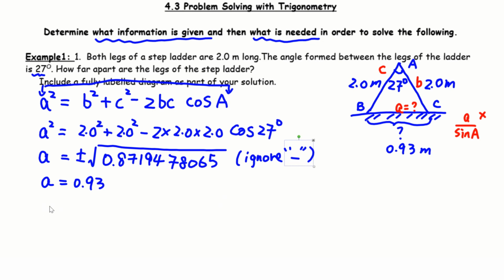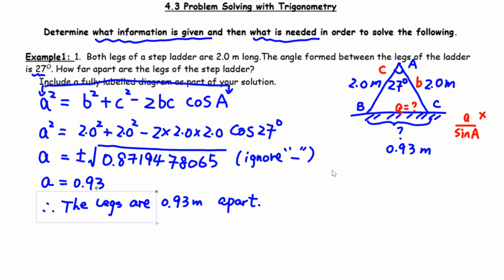Then write the statement. Therefore, the legs are 0.93 meters apart. Then it's done. So for this question, if we make a summary, then first thing, draw a diagram.